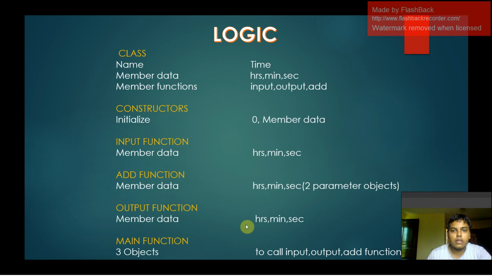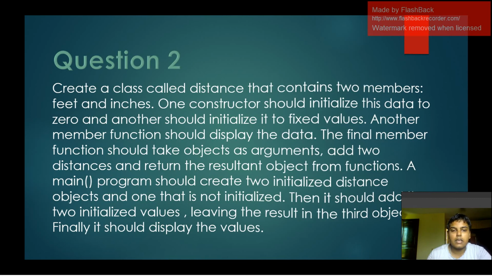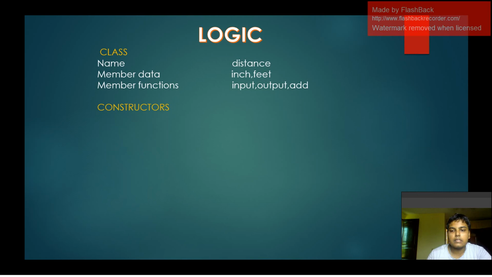Now coming to the second question. That time we added two times, now we are going to add two distances, in inch and feet. This has to be added. Now the logic used here again: the class will have the name, the data and the functions basically. Especially the constructors will be there in a class. The constructors are used only to handle the data from the main function, and input functions are also there to get the data inside your program. And the adding function is to add your data.